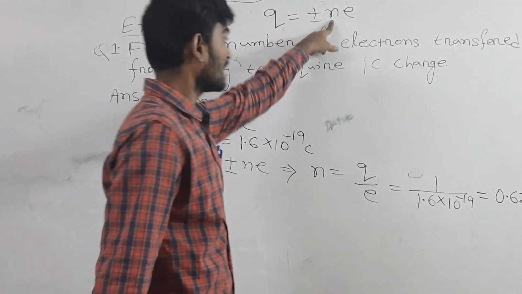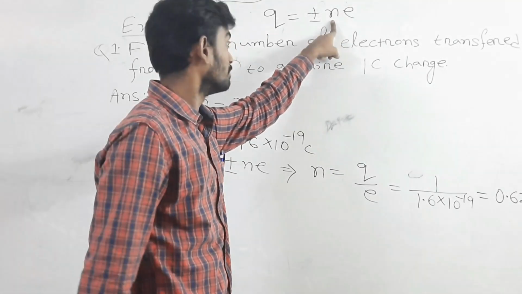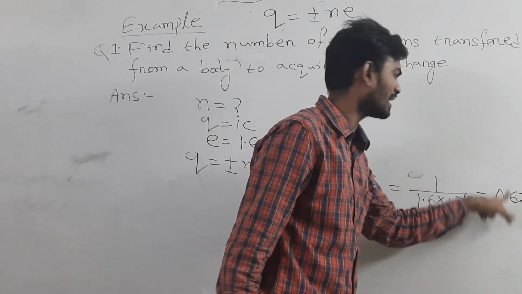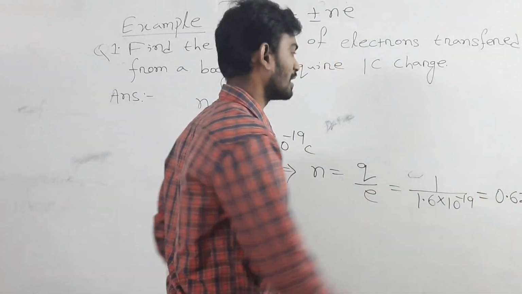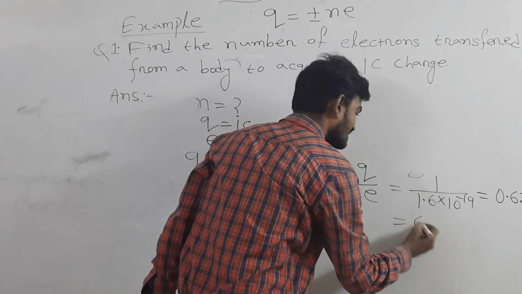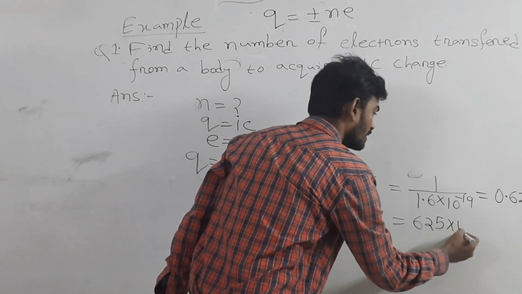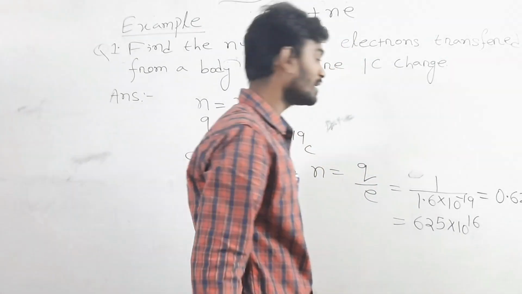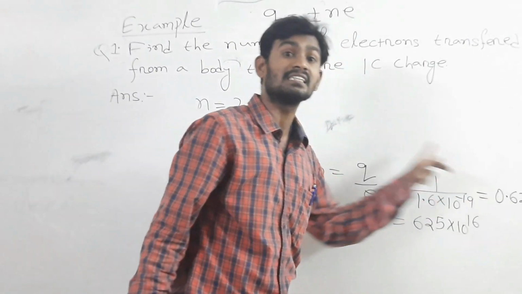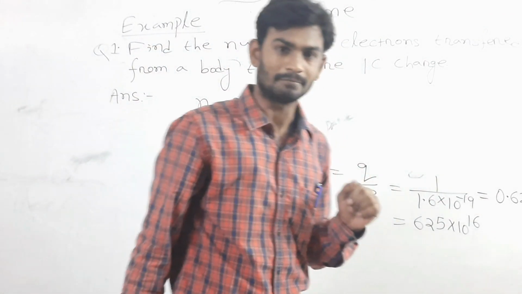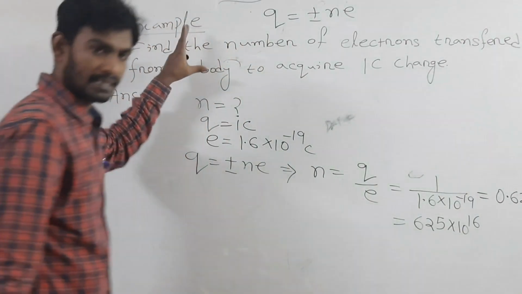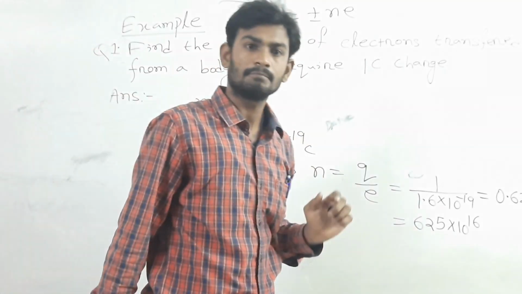I told you that this n must be a whole number. But here you may think about this number as a decimal number. No, it is not a decimal number. While multiplying these numbers with 10 to the power 19, it will be like 625 into 10 to the power 16. 625 into 10 to the power 16 means in this body there are 625 into 10 to the power 16 electrons present. In this way we can solve any question based on the quantization principle.